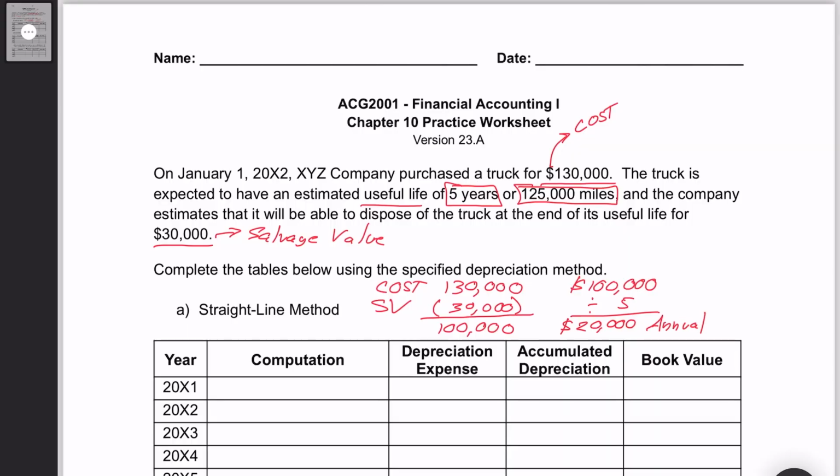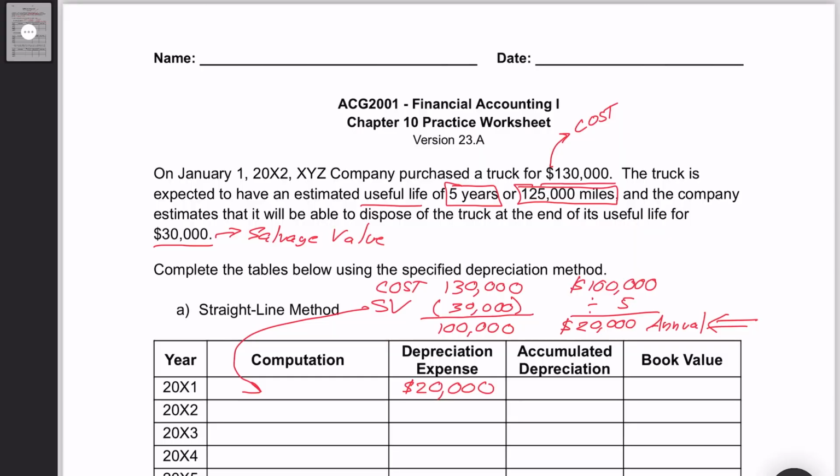Okay, so the computation over here, this section would be for doing that math that I have up here. I drew it out, but we could draw that math over here. So our depreciation expense, that's what was determined right here. This is our depreciation expense for the year. It's going to be $20,000.